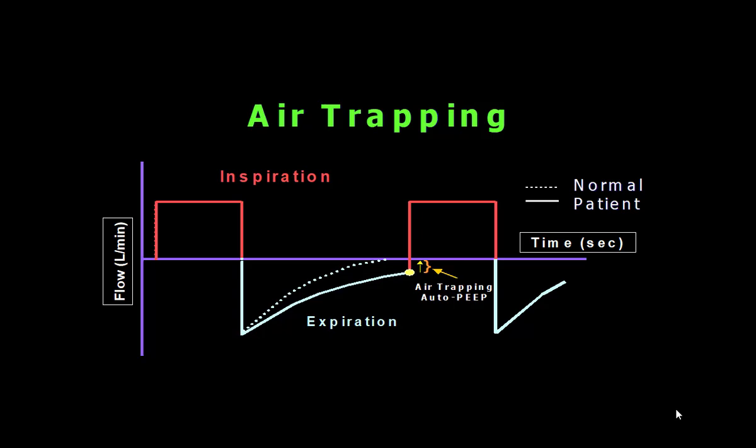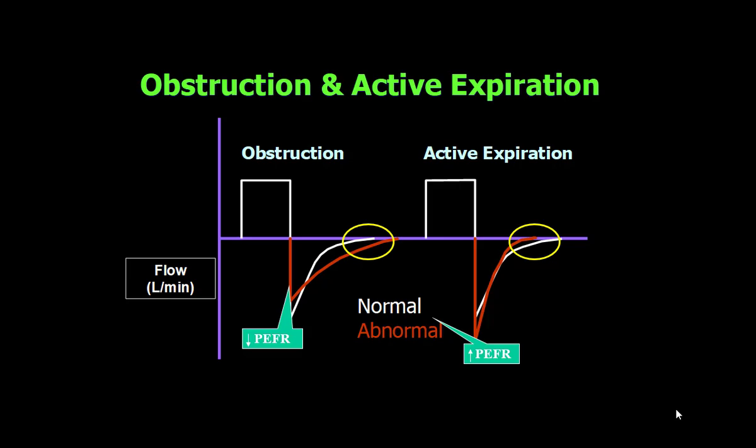So the next inspiration is starting from below the baseline, and this very well says there is some amount of air trapping going on. There is some amount of auto PEEP which is being generated. So an obstruction will lead to a decrease in peak expiratory flow rate and a prolonged expiratory time. On the other hand, if you have an active exhalation, you will have a very big peak expiratory flow rate and a very short expiratory time. So you are actively exhaling out.